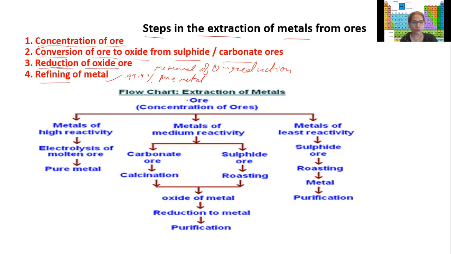So if you see this flow chart, this is extraction of the ore. It is a flow chart which helps you to easily remember all the steps. So you can remember it as a flow chart. Once we do all the steps, we can come back again to the flow chart and see how easy it is to remember. So there are 3 categories here: extraction of metals which are high in the reactivity series.